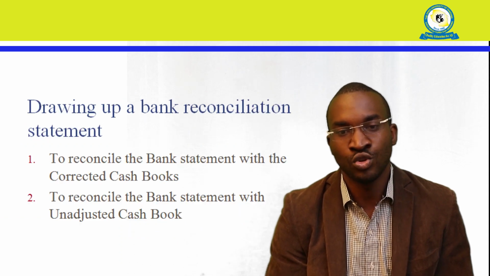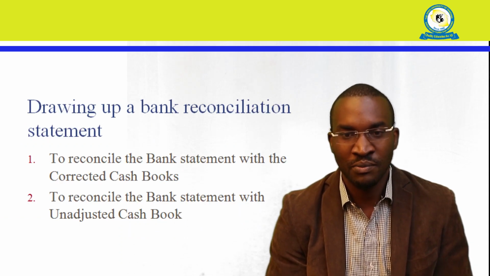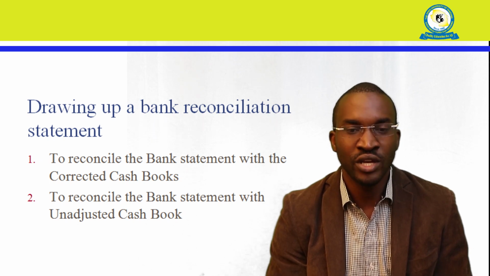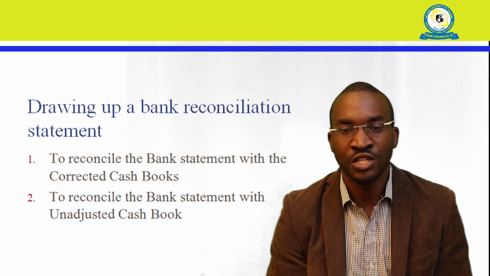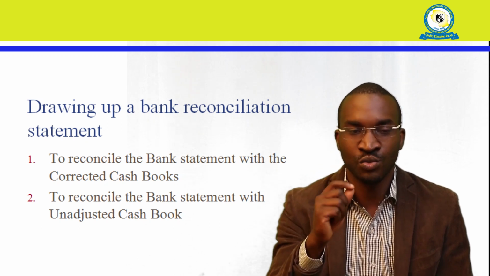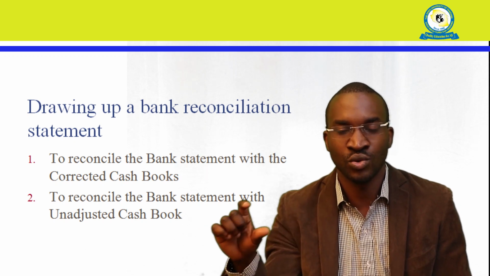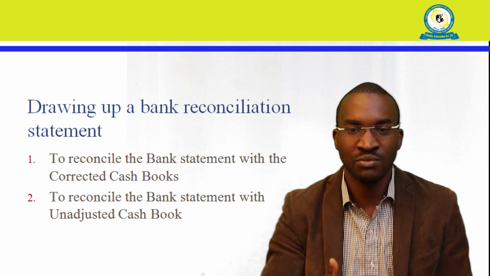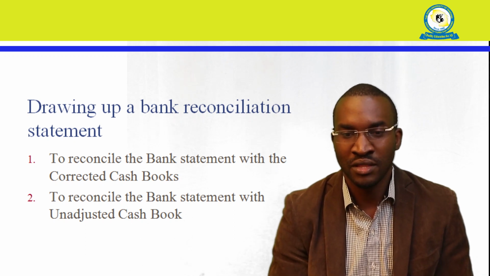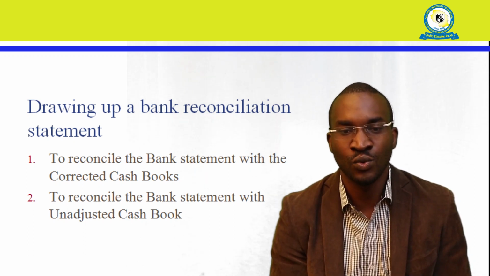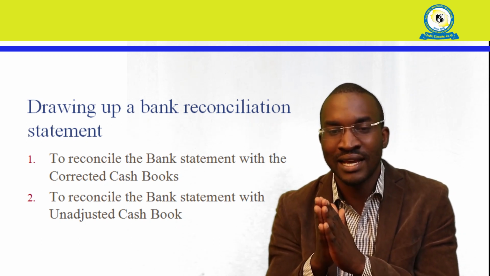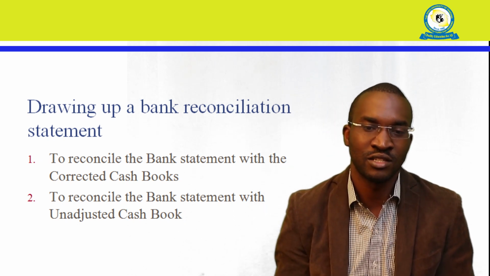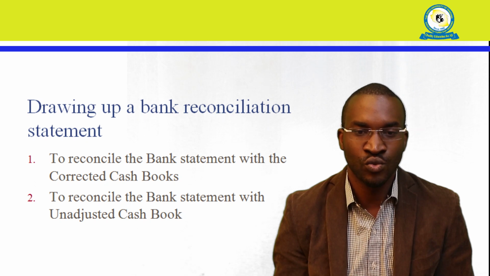Now the theme is how to draw up a bank reconciliation statement. We have 2 ways. One, to reconcile the bank statement with the corrected cash book. Note here the term corrected cash book. Your cash book has been corrected, so you're going to reconcile the bank statement with the corrected cash book. But the second one is to reconcile the bank statement with an unadjusted cash book. Please note these 2 ways.